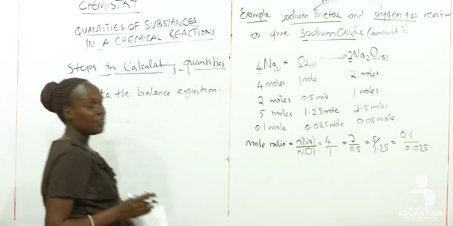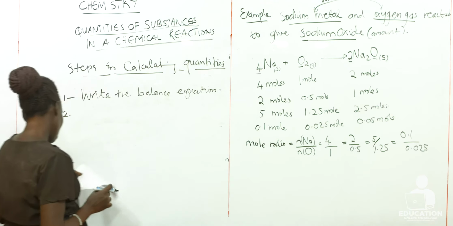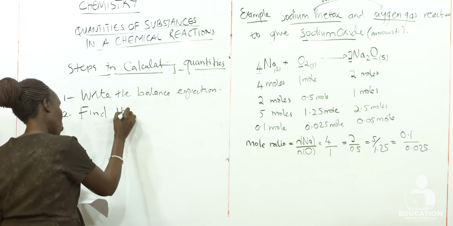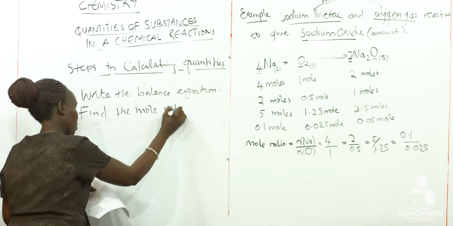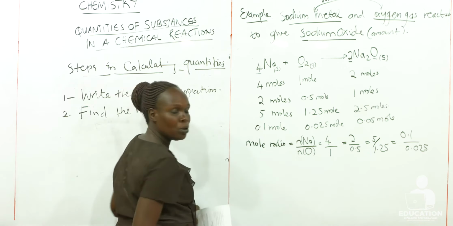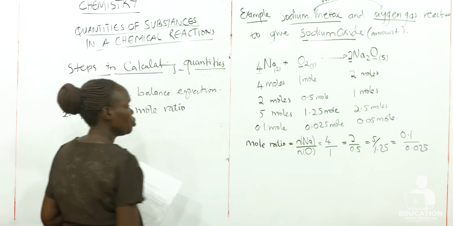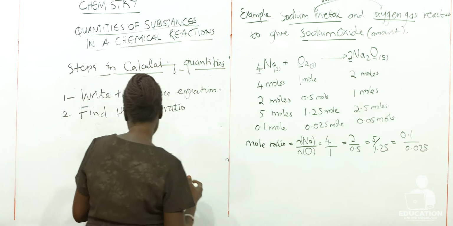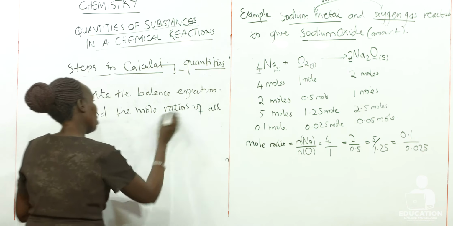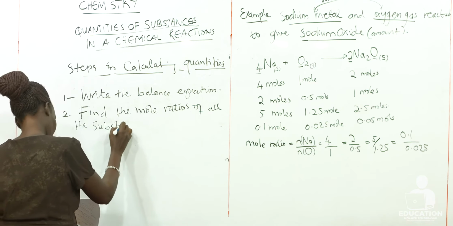Number 2, as you have seen here, we have started by balancing the chemical equation. So number 2 is to find the mole ratios. In this case, we got the mole ratio of sodium to the mole ratio of oxygen. So in the first one we have 4 to 1, 2 to 0.5, and we continue. So find the mole ratio of all the substances involved.